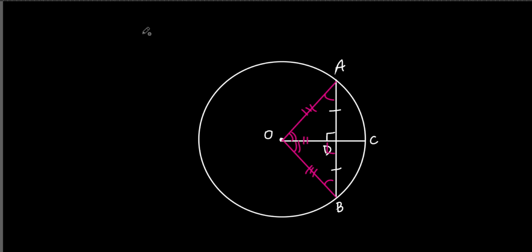We call that corresponding parts of congruent triangles are congruent. Do you remember that? No. Corresponding parts of congruent triangles are congruent. We've mentioned it a couple times. We've mentioned it a few times.